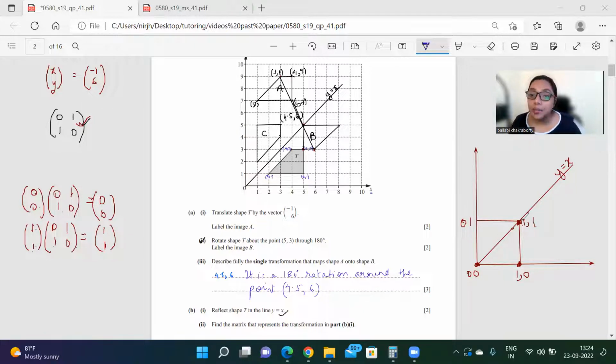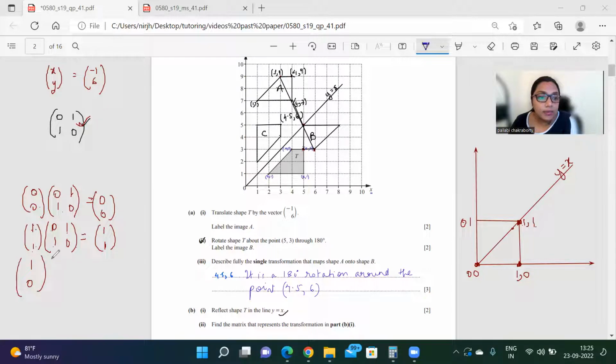So we see that (1, 1) stays where it is, even after reflection, because it is reflecting along the same line y = x. Now we have to check for these 2 points. So let's check for (1, 0).